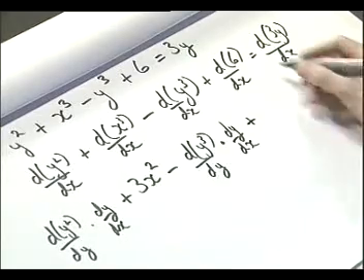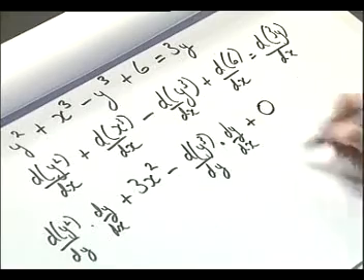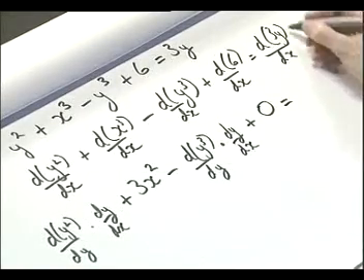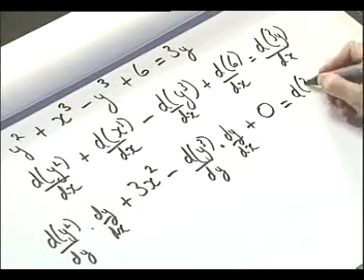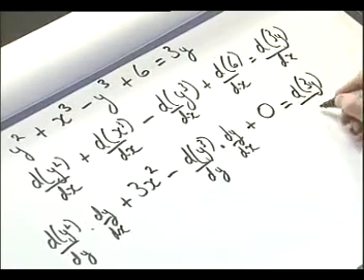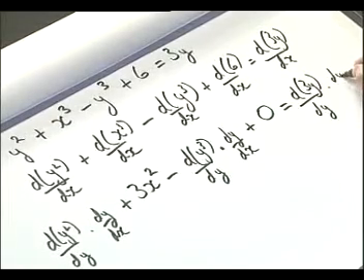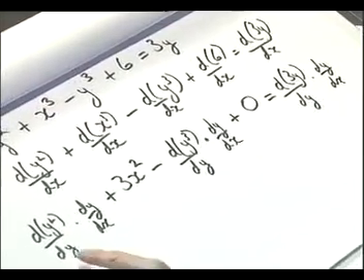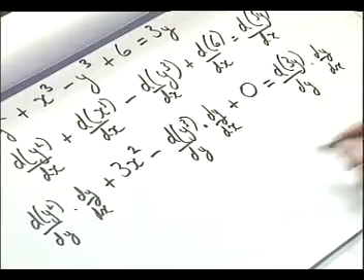Plus, now the derivative of 6, well 6 is just a constant, so we know its derivative is 0. Equals, and again we want the derivative of 3y, so our chain rule tells us this is the derivative of 3y with respect to y times dy by dx. And now we can go back and work out each of these derivatives with respect to y.